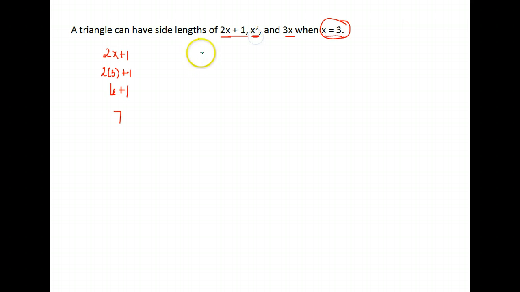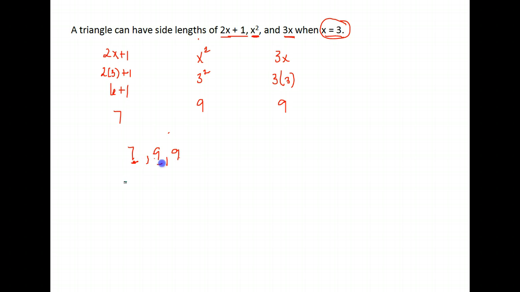Our next one is x squared. We replace the x with a 3. 3 squared is 3 times 3, or 9. And finally down here we have our 3x. 3 times 3 gives me 9 also. So what we're asking is, can 7, 9, and 9 be a triangle? So again, you can do the shorter way, which is just to make sure the two shorter sides, which in this case are 7 and 9, are bigger than that third side. Or you can test all three pairs.